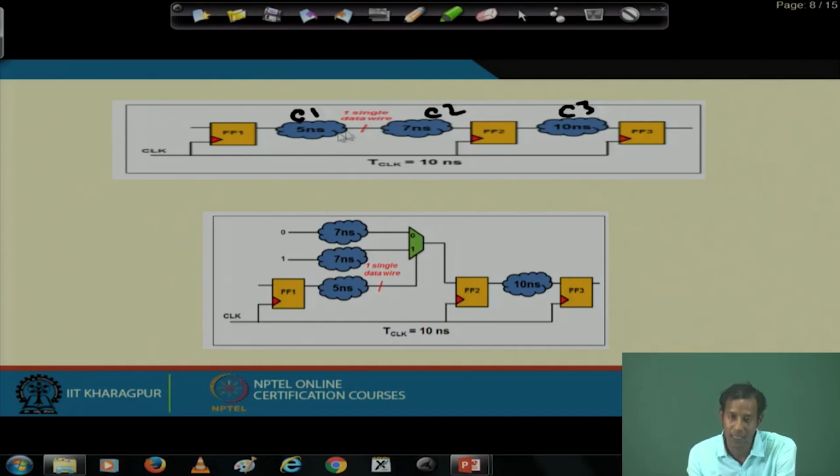But what I can do is copy this 7 nanosecond combinational block, that means C2, twice. Once I compute using 0, once I compute using 1. That means I do not have to wait for the 5 nanoseconds computation to learn whether this value will be 0 or 1.